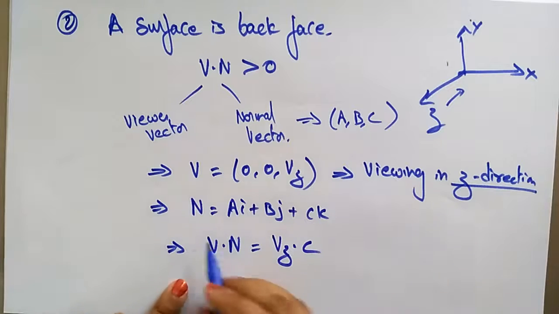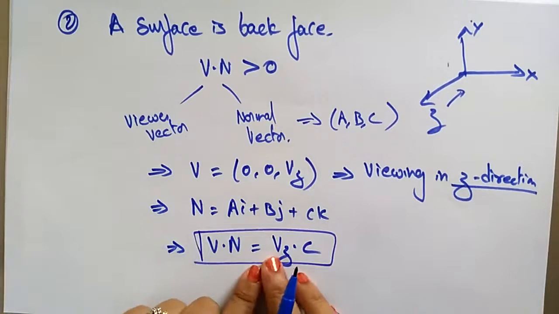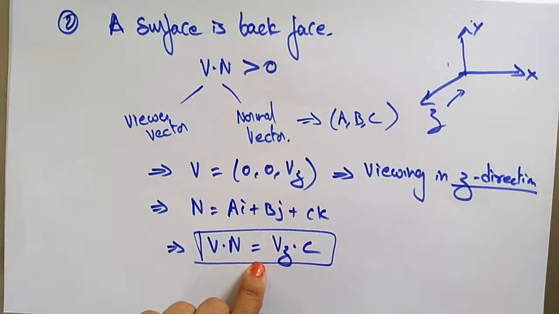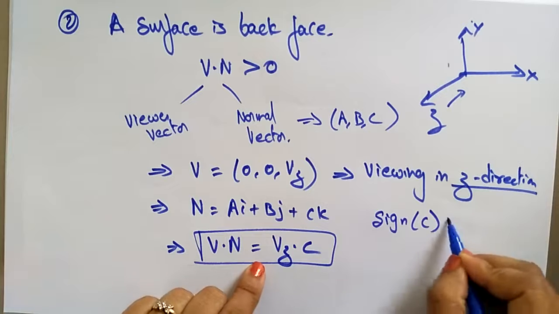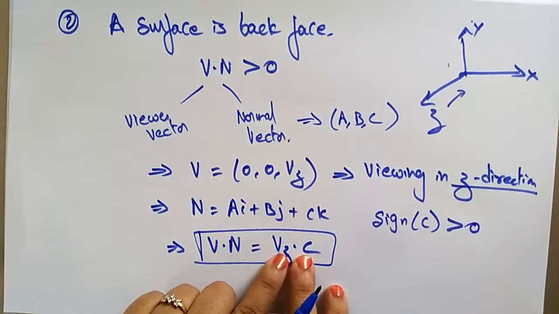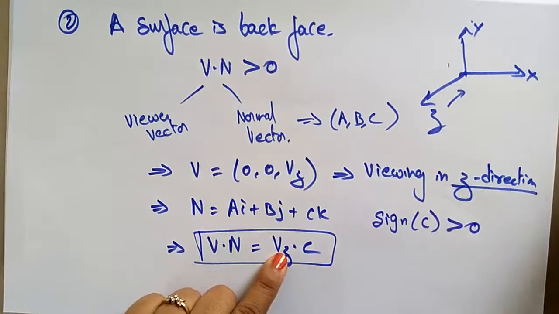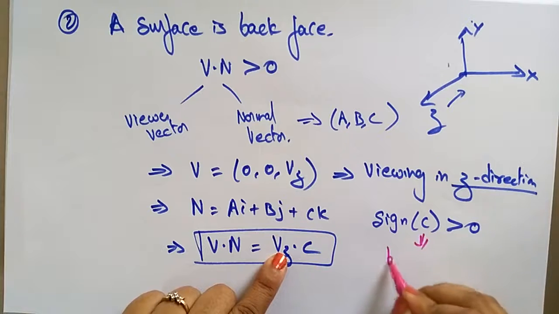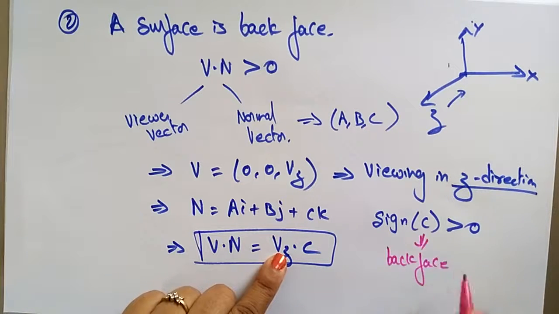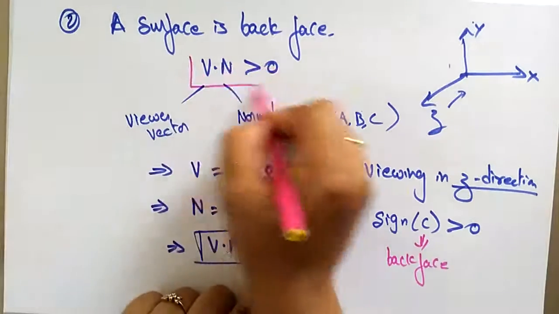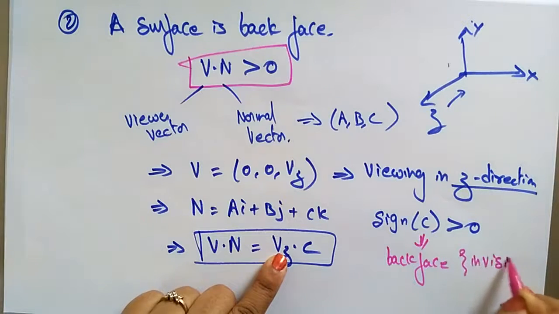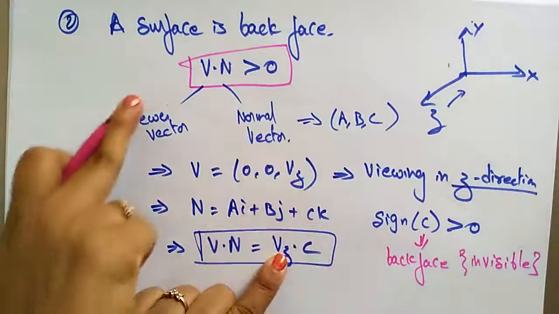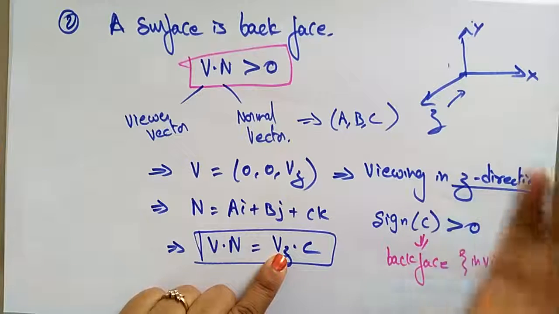So here you got the positive sign. You just think about whether you are getting a negative sign or a positive sign. If the sign of C is greater than 0, then you can say it is a back face. Back face means invisible. You are not able to see it. So then remove those X, Y, Z coordinates, whatever points are here.